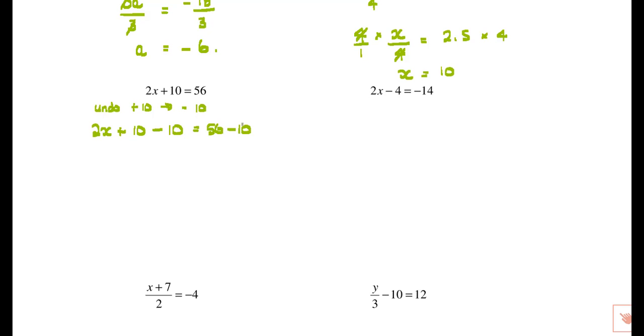And of course on the left hand side, 10 subtract 10 is 0. We've got 2x is equal to 46. 56 take away 10 is 46. Now we can undo multiplied by 2 by dividing both sides by 2, and that then should solve for x.